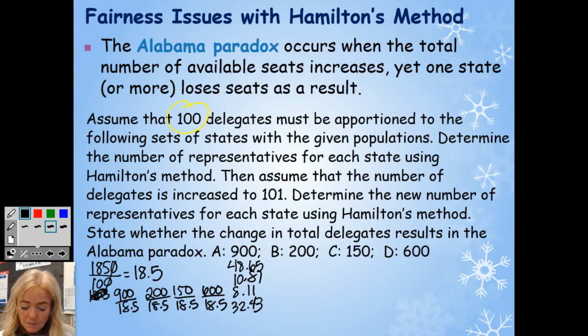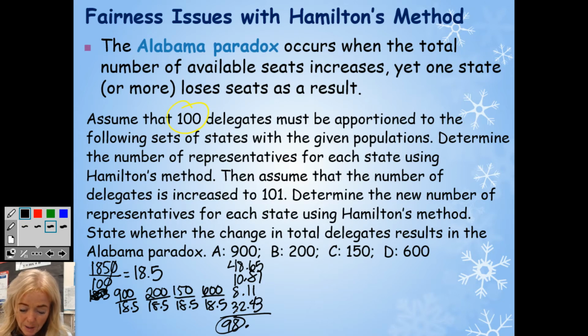Okay, so rounding down, right now we're just going to disregard everything beyond the decimal point, to figure out how many delegates we have. And remember that we're given 100, so we have 48 plus 10 plus 8 plus 32 before the decimal, we have 98. So that means we need 2 more. So who gets 2 more?